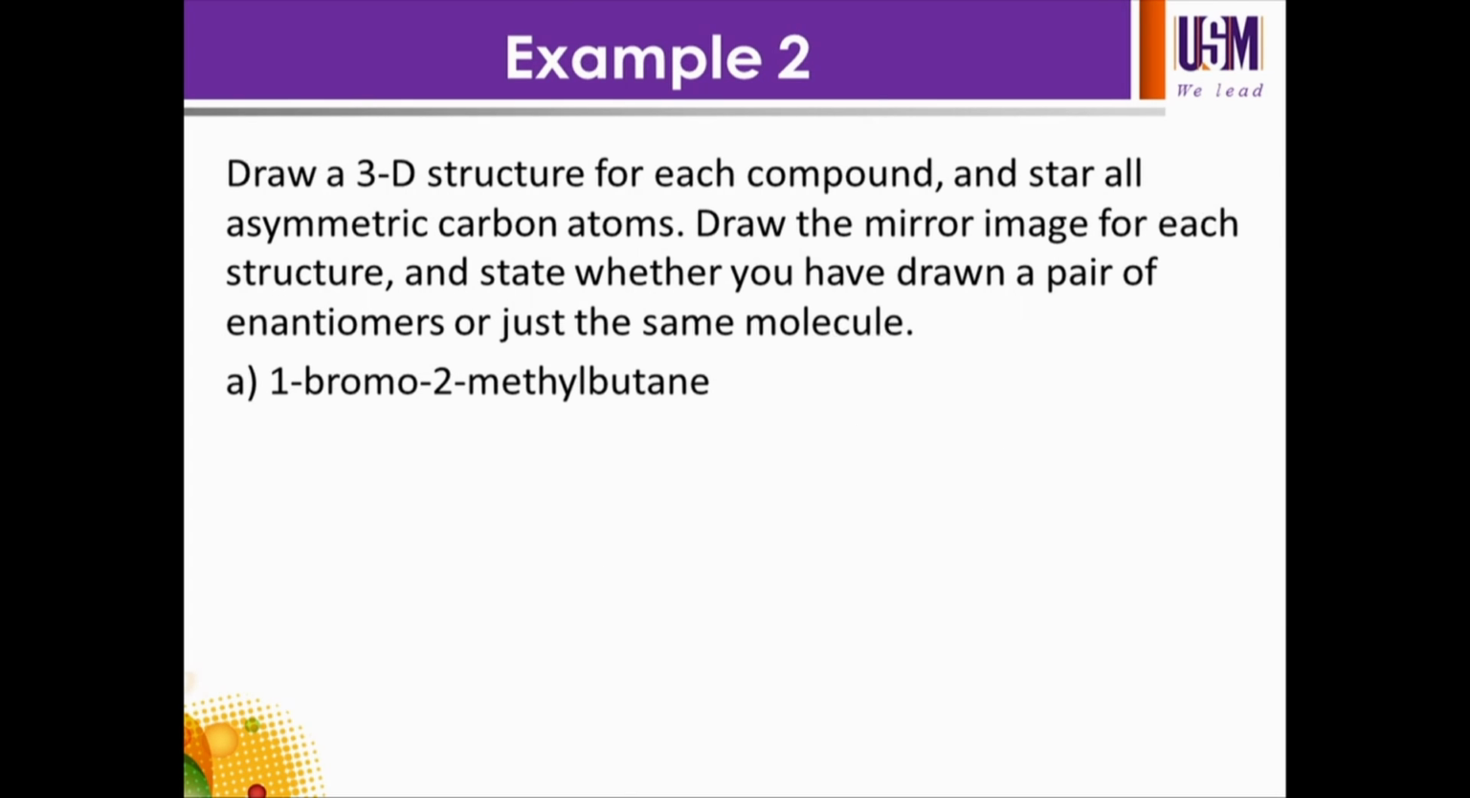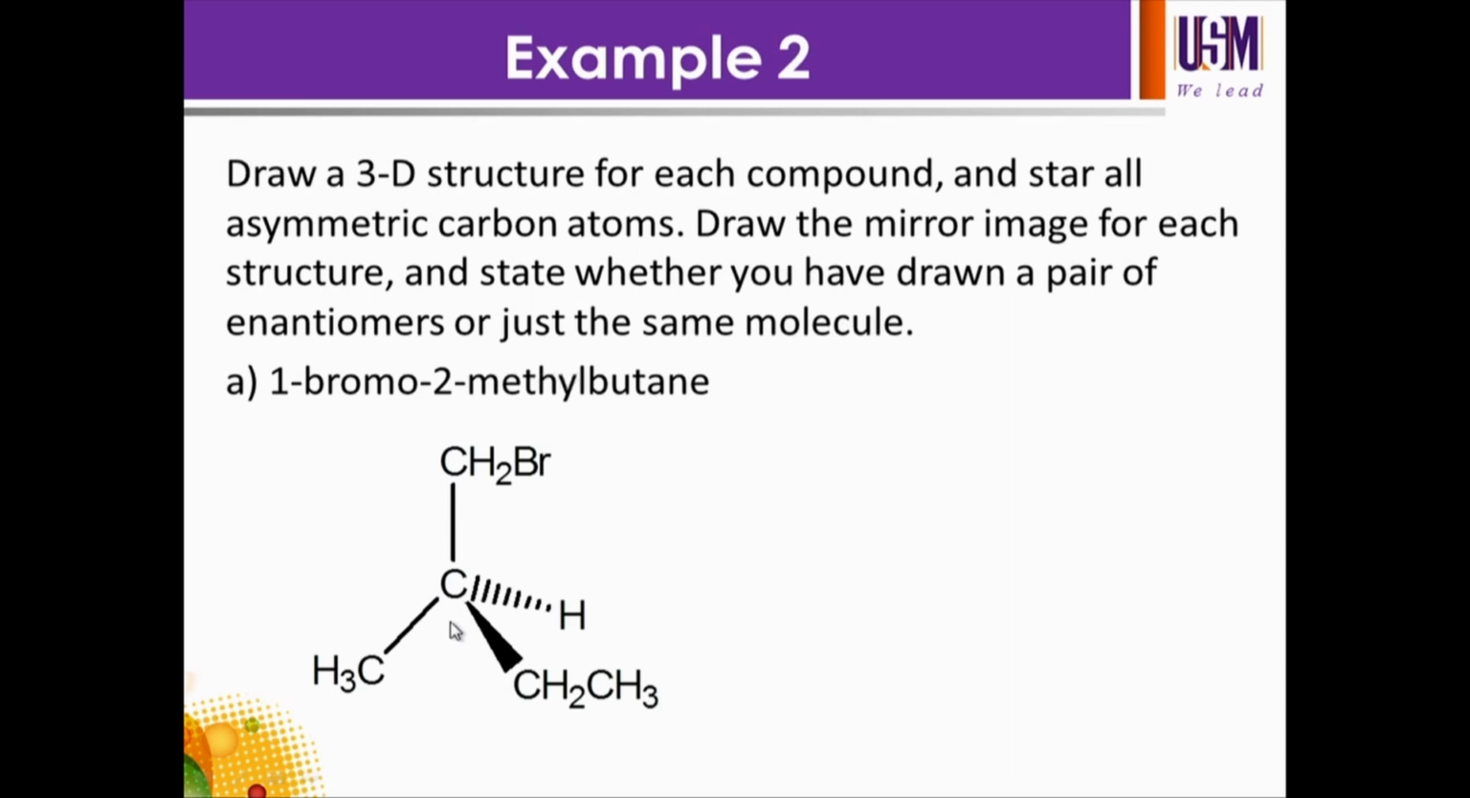Let's look at this example. Draw a 3D structure for each compound and star all asymmetric carbon atoms. Draw the mirror image for each structure and state whether you have drawn a pair of enantiomer or just the same molecule. So A, 1-bromo 2-methylbutane. So now you have to draw 1-bromo 2-methylbutane. So this is the structure of 1-bromo 2-methylbutane.